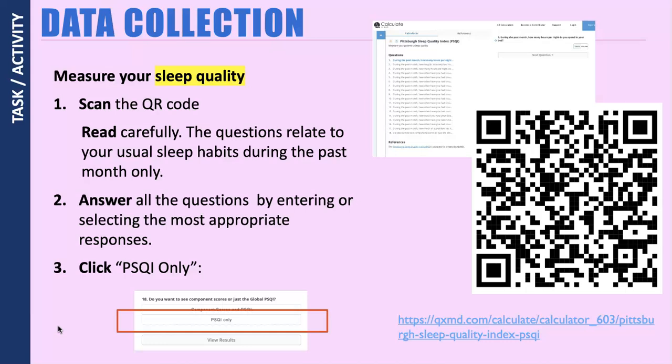When you are finished, you will have a box that says PSQI only or view results. Make sure that you select PSQI only. This will give you your total sleep quality index or score. It is this score that we will be using to collect at the end of the investigation. Please pause the video now and complete the activity.